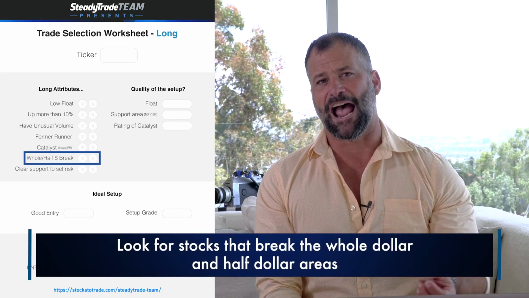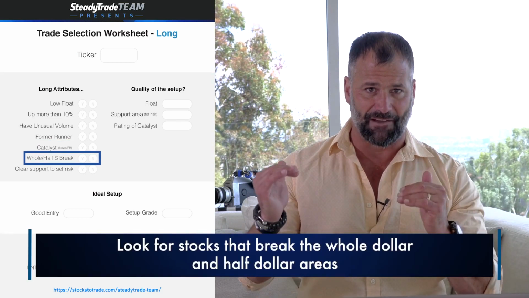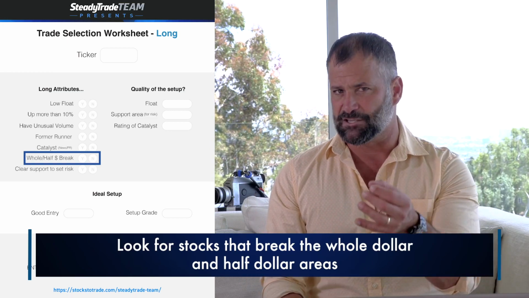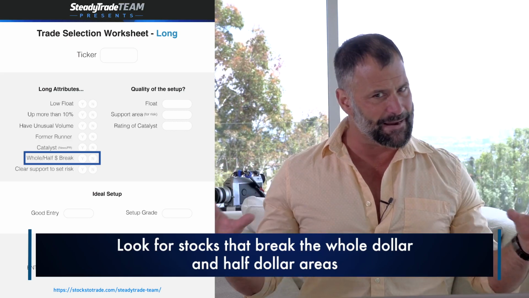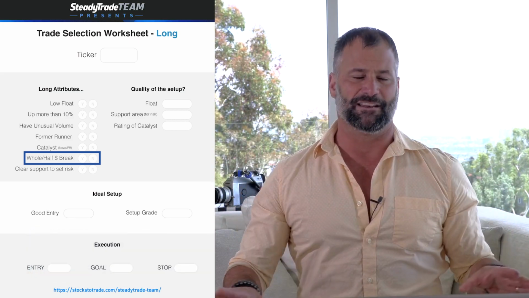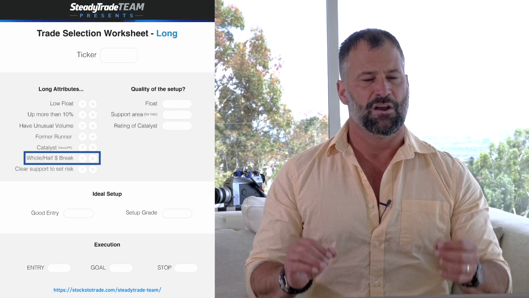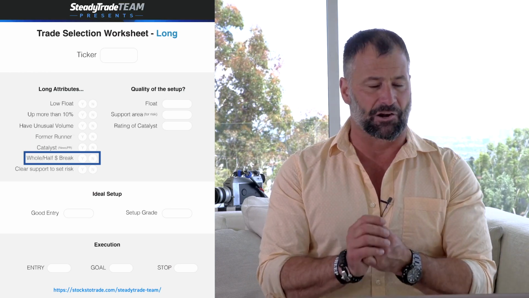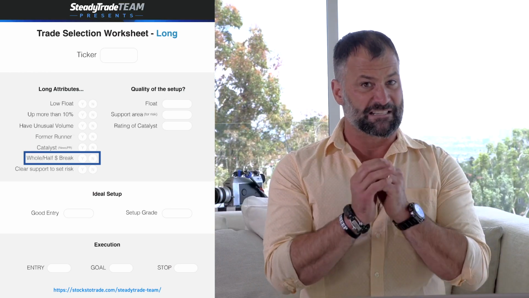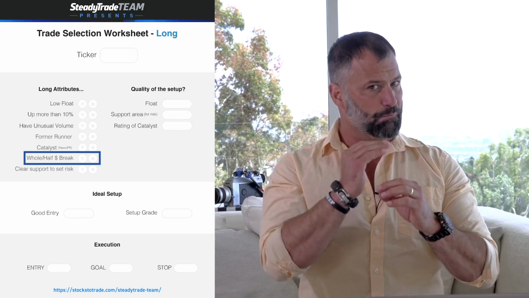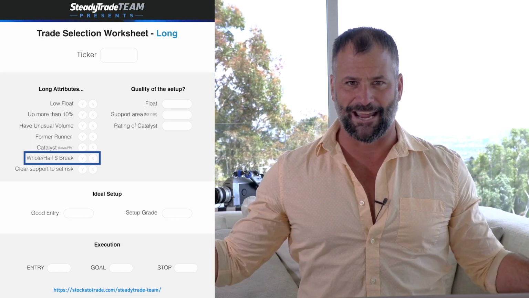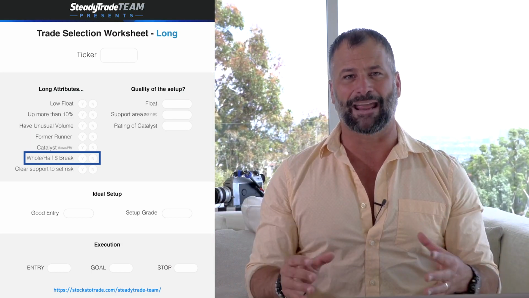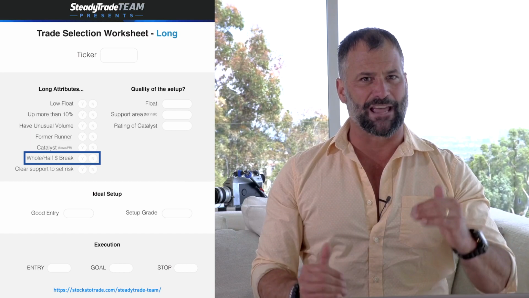Next, is the stock breaking through a whole dollar, half dollar area? This goes back to those technical support and resistance areas. This may sound funny too, but I'm telling you, you'll see it over and over again. Watch a stock when it breaks $1, it tends to spike fast. When it breaks $1.50, spikes fast. Breaks $2, spikes fast again. For whatever reason, and I'm no scientist, the human mind fixates on those whole dollars and half dollars.